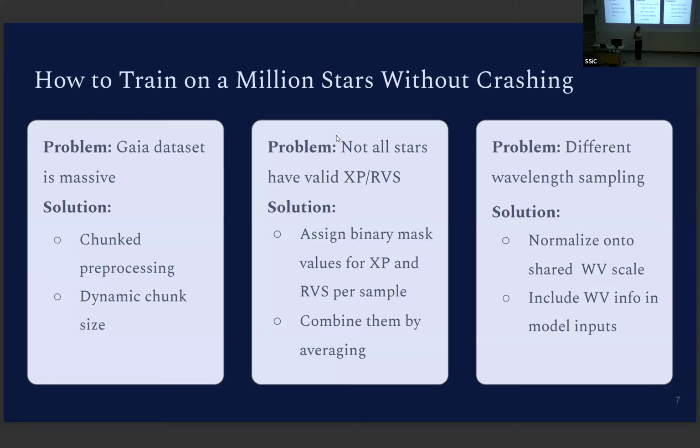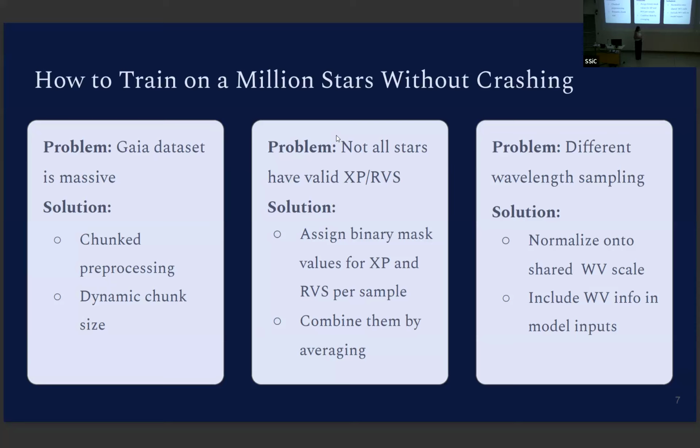Next, in this data set, not all of the stars have XP and RVS spectra. Some have one, some have the other, some have both. And so my models needed to be able to deal with that difference. And to do that, I used binary masking for the XP and RVS per sample, and then combine them by averaging. So if the sample had just XP, it just used the XP one. If it had just the RVS spectra, it used that one. If it had both, it averaged them. So it could deal with all three scenarios, no problem.